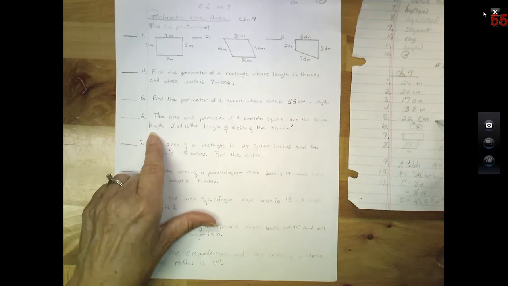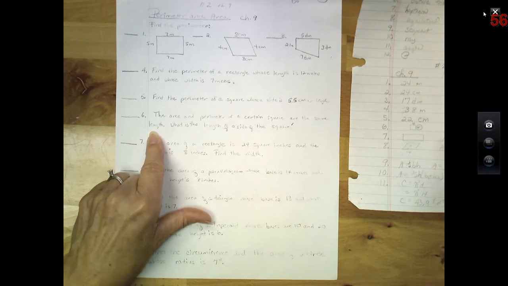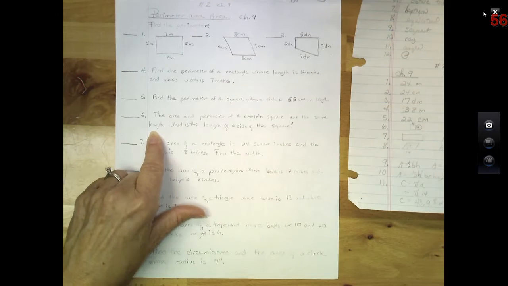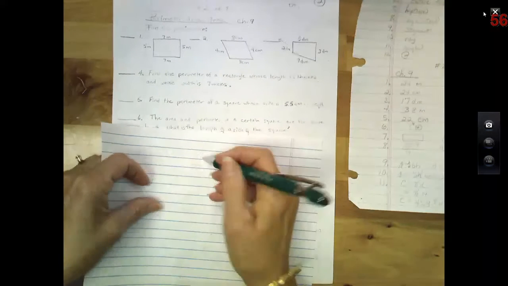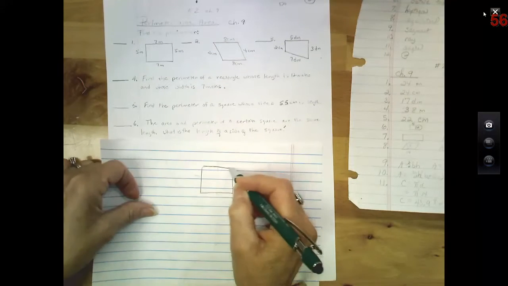Number 6, the area and perimeter of a certain square are the same. What is the length of a side of the square? Did you figure that one out? No, okay. And this, you just had to use trial and error to figure out. The area and the perimeter are the same.